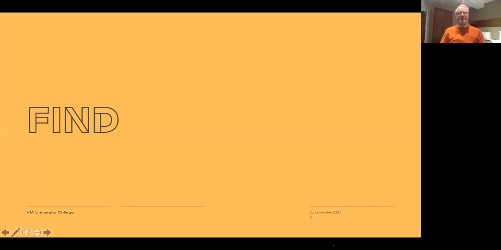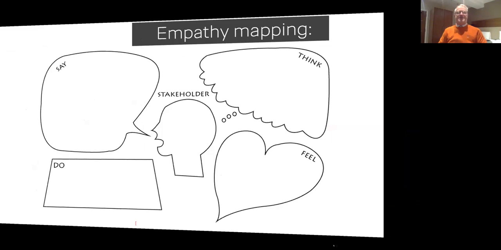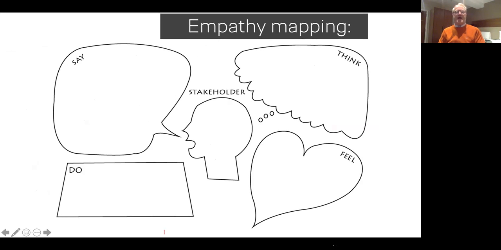If we then run through these 5 phases, the first phase in our situation is the find phase. That's the phase where we're trying to dig into the user needs. One of the tools is empathy mapping, and there are lots of other tools. We could do surveys, questionnaires, make observations, and so on. But basically, this model is used trying to identify with the potential stakeholders.